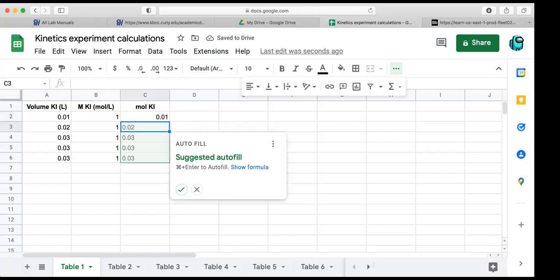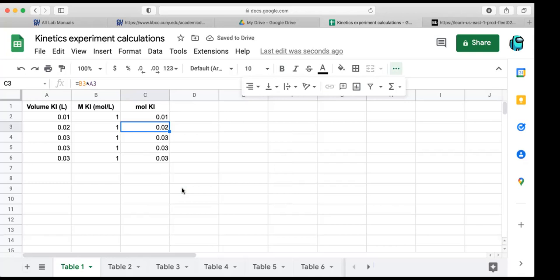Now, the nice thing about these spreadsheet programs now is they try to figure out what you're doing, and they'll actually make some suggestions. This says autofill. So if you click that autofill, it'll do every calculation in the same way that you did it. In the third row, it'll take A3 times B3, the volume times the molarity, just like you did. So if you hit that, boom, you got them all. That's kind of cool. So there's your first part.